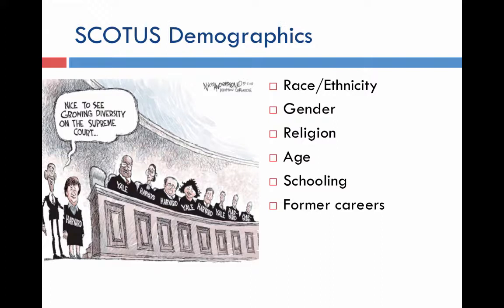And all current justices are over the age of 50. Kagan was the youngest at the time she was appointed and was 53. She's now, I believe, in her late 50s or early 60s. Justice Ginsburg is currently the oldest, with Justice Kennedy right up there with her. Most of these justices go to Ivy League schools, at least for law school, if not both for law school and undergraduate education. And most of them have careers that are pretty elite.